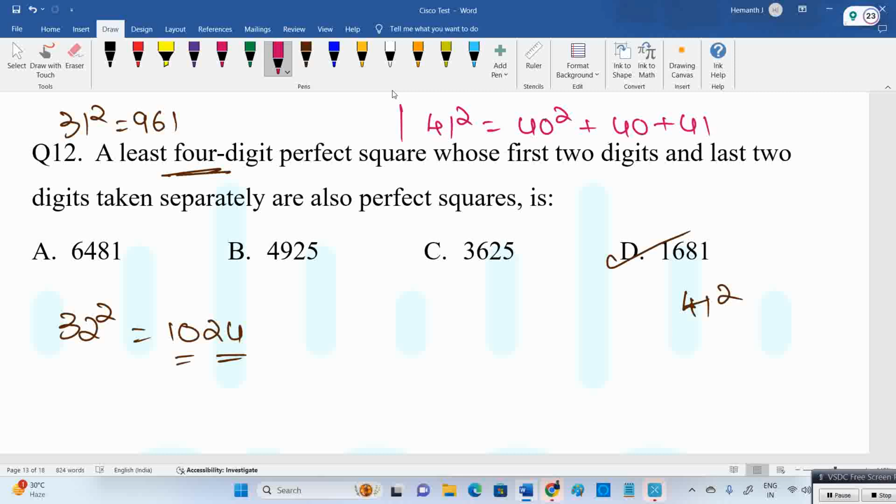40 square is 1600 plus 81, 1681. 16 is individually a perfect square. First 2 digits, last 2 digits, 81 is a perfect square, overall perfect square also. 1681.